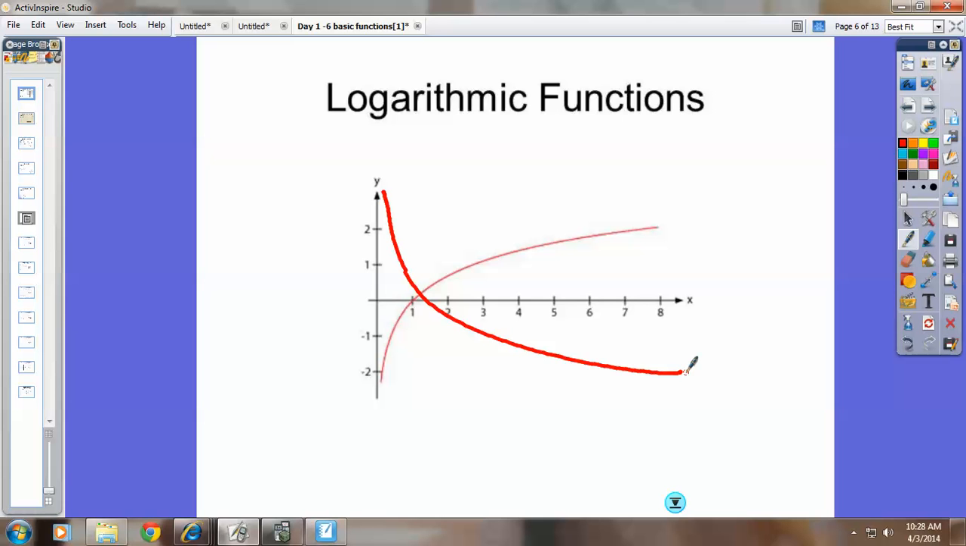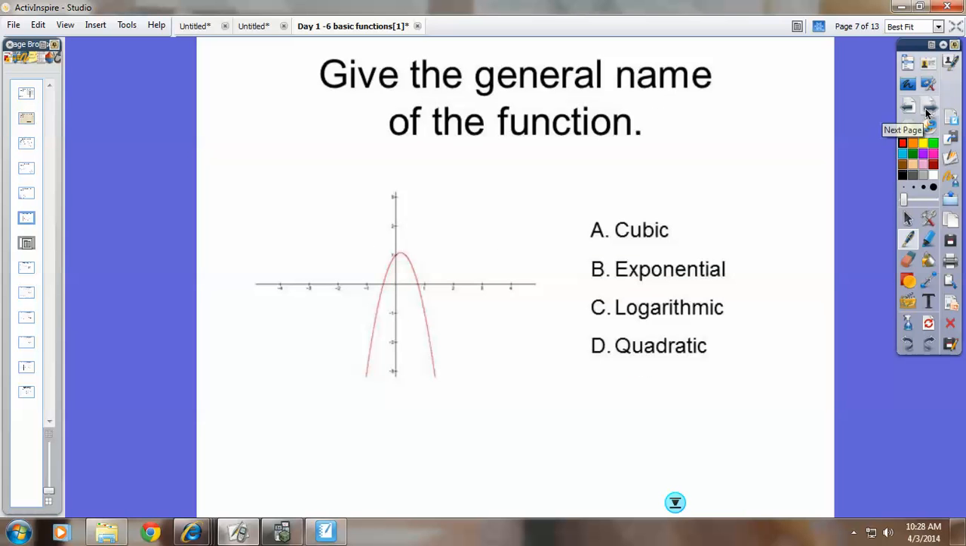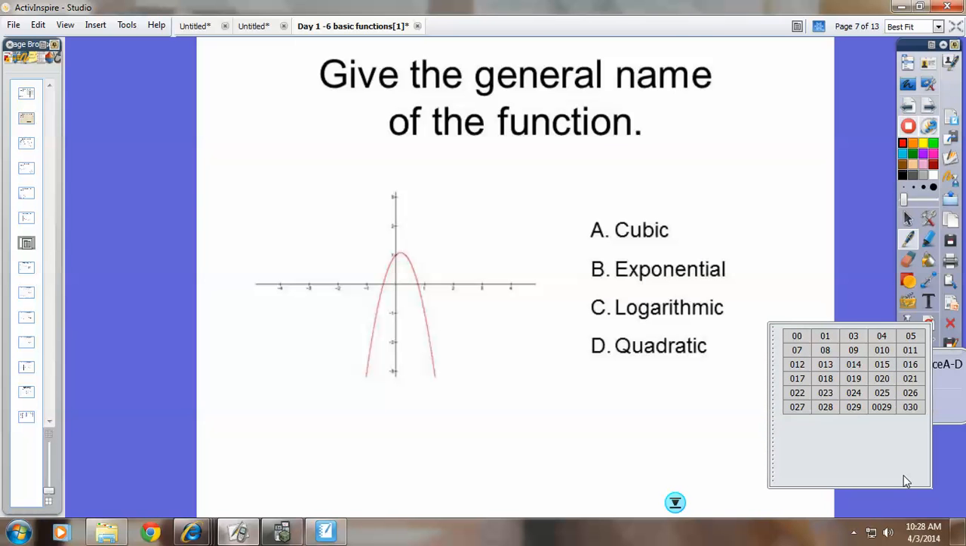So that brings us to our clickers. What I'm going to do now is give you some functions and see if you can identify what type they are. So on your clickers right now, this should be quick. I'm giving you a graph and I'm giving you 4 types. I want you to identify what type of function it is and submit it on your clicker.